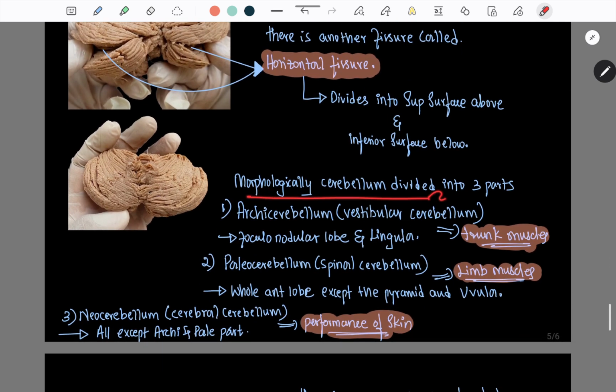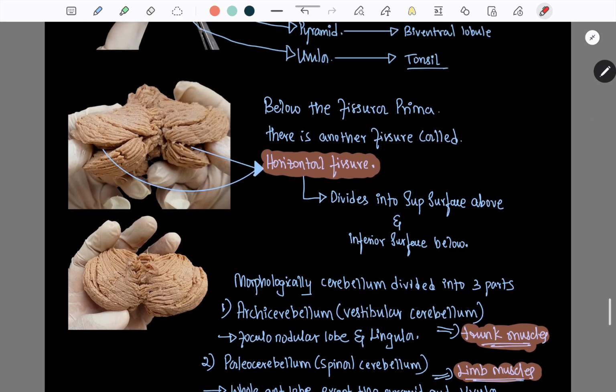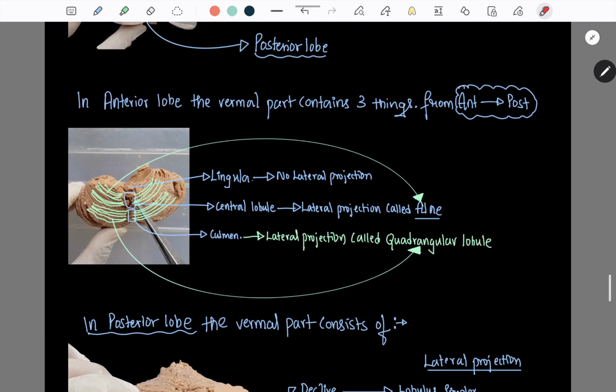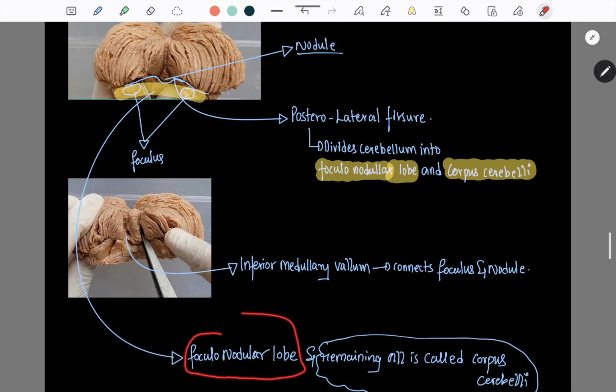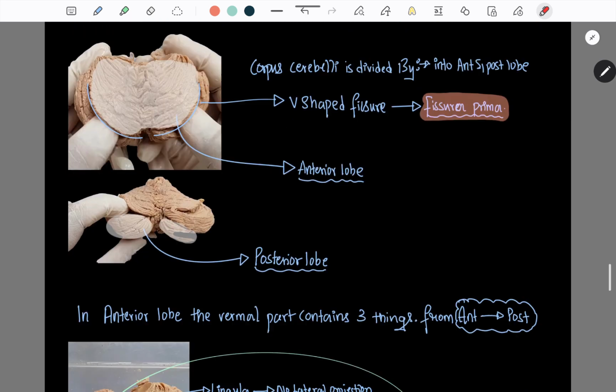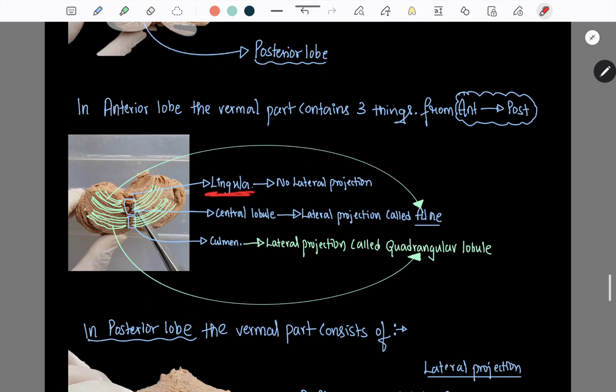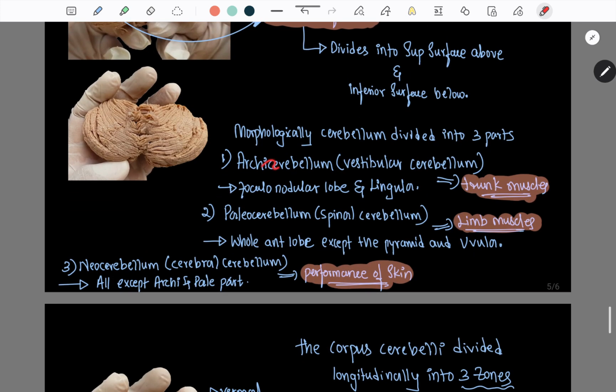Morphologically, the cerebellum is divided into three parts: the archicerebellum or vestibular cerebellum, the paleocerebellum or spinal cerebellum, and the neocerebellum or cerebral cerebellum. The archicerebellum contains the flocculonodular lobe and the lingula. Here is the flocculonodular lobe, and the lingula, which you saw here, is contained in the archicerebellum.